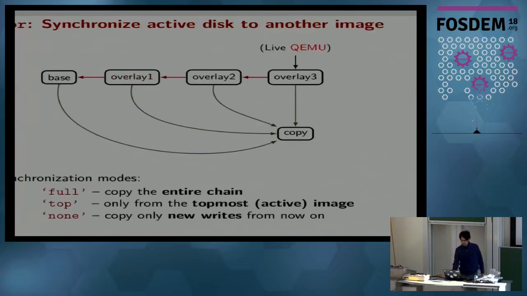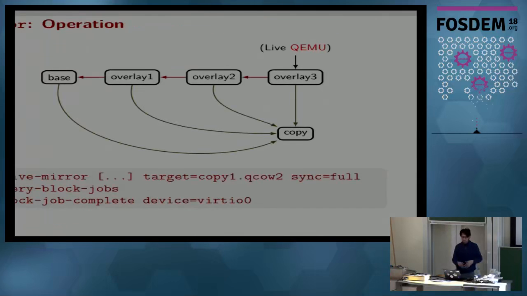There are details on this. It can be overwhelming to grasp all of it in one go, but I just want to mention that. And the other interesting one is the mirror command, where you can synchronize the entire disk image chain to a target, either parts of the chain, the full chain, or only the top image. So that's the operation. I'm showing a bunch of QMP commands. It's saying, please copy all the content from the whole chain into a target image called copy file, and complete it, and optionally turn the live QEMU to that copy.